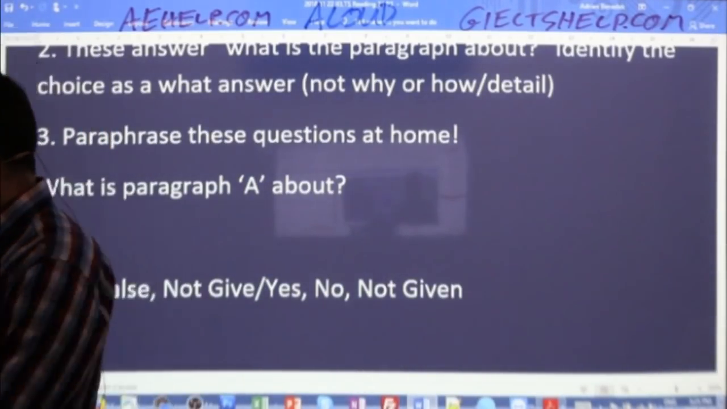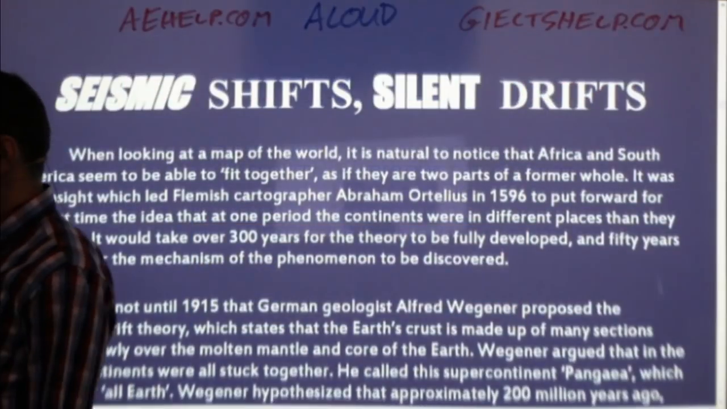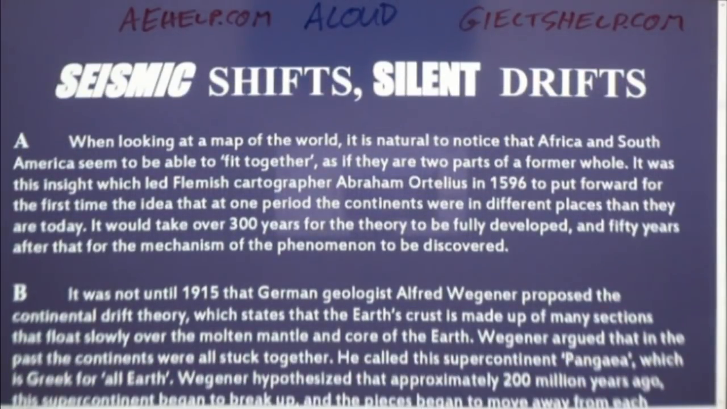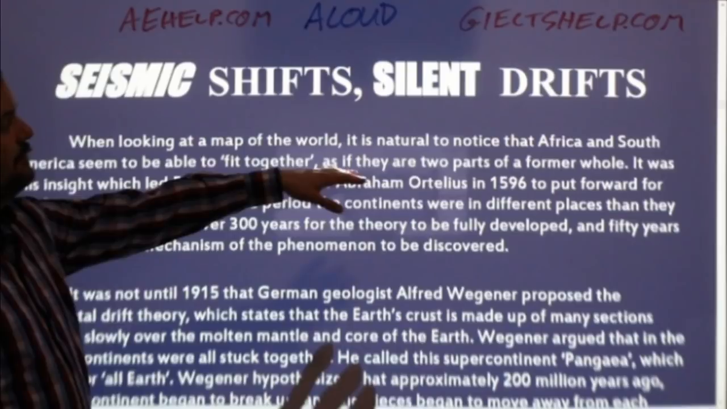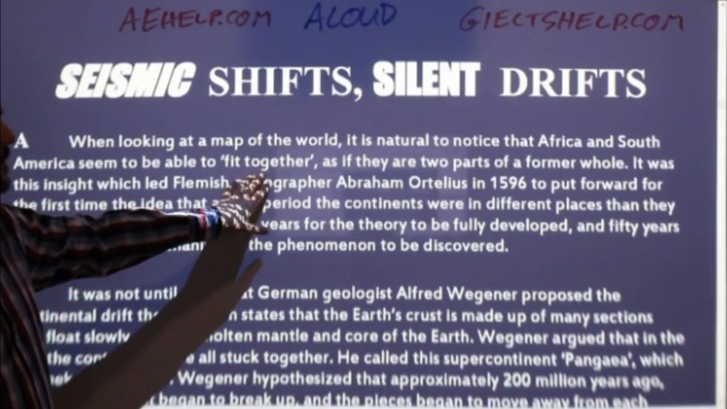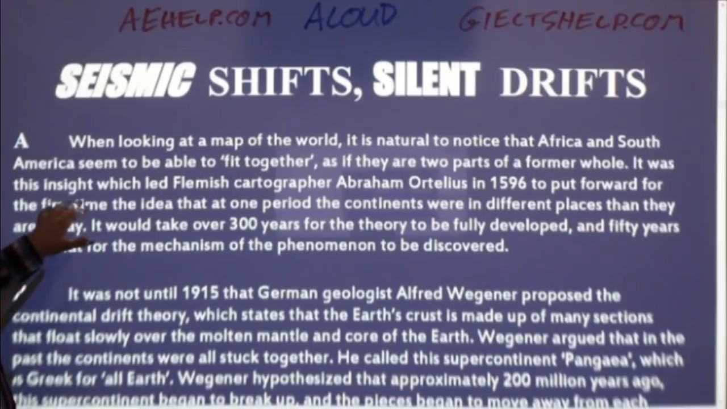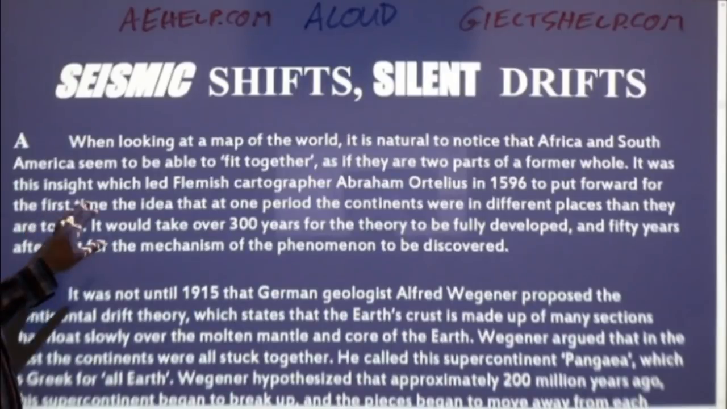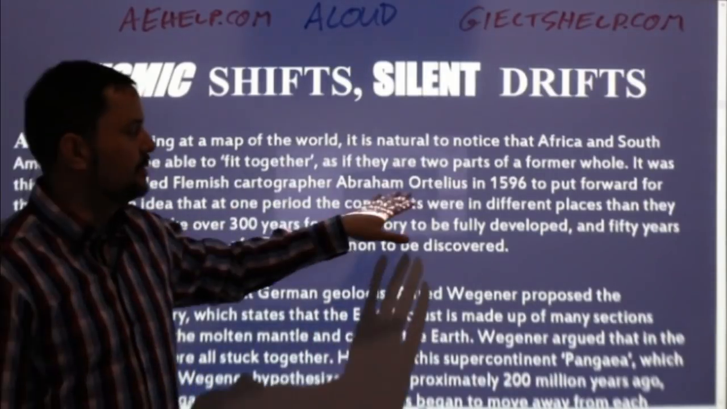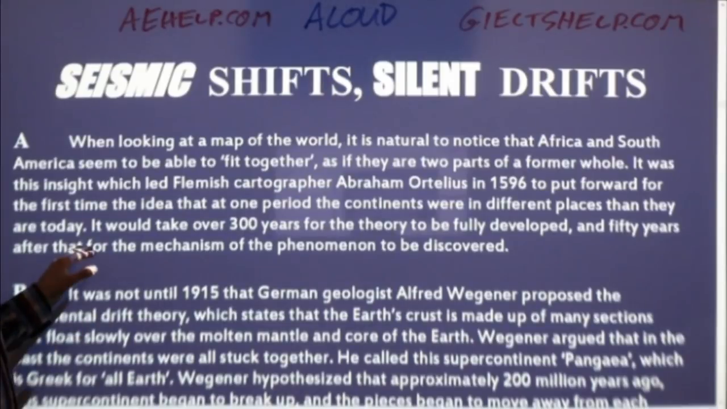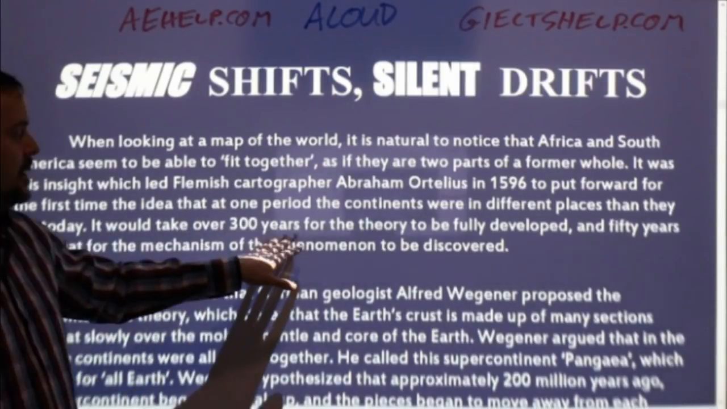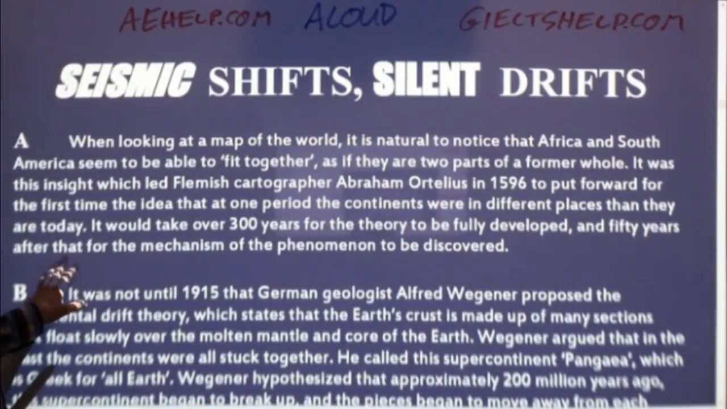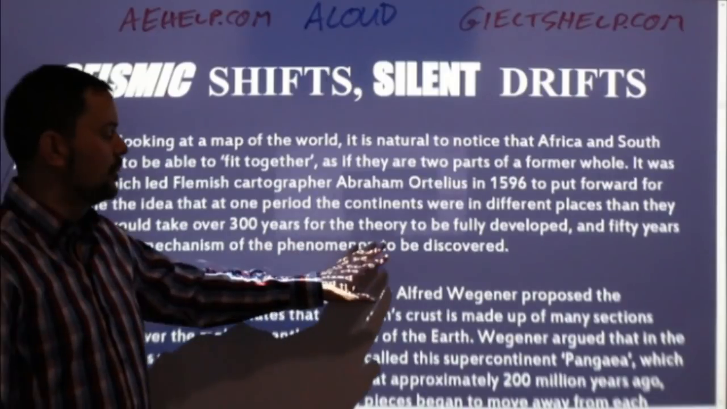Okay, let's have a look at the paragraph again. And by the way, you don't need to read faster than what I just did. So notice here, Africa, South America seem to be able to fit together as if they were two parts of a former whole. It was this insight that led this person to create an idea for the first time that plates were in different places than they are today. It takes another 300 years for this theory to be developed and 50 years for the mechanism of this phenomenon to be discovered.